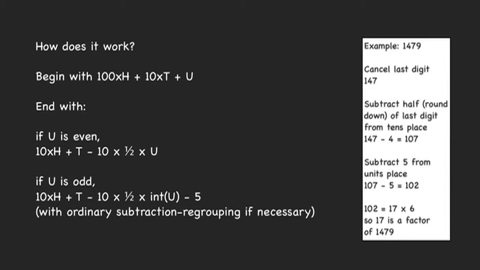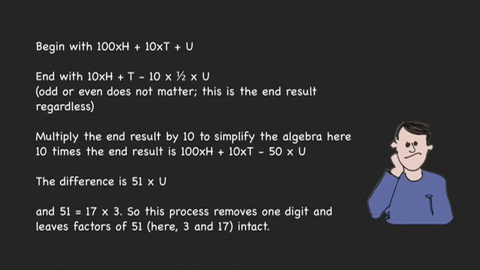How does it work? Begin with 100 times h plus 10 times t plus u, and you end with, if u is even, 10 times h plus t minus 10 times 1/2 times u. If u is odd, you get 10 times h plus t minus 10 times 1/2 times greatest integer of u minus 5. So one way or the other, you are going to end up with 10 times h plus t minus 10 times 1/2 times u. Odd u or even u, we don't care.